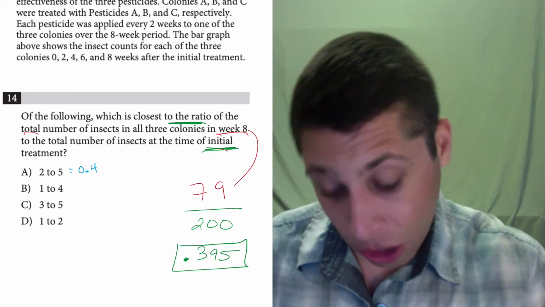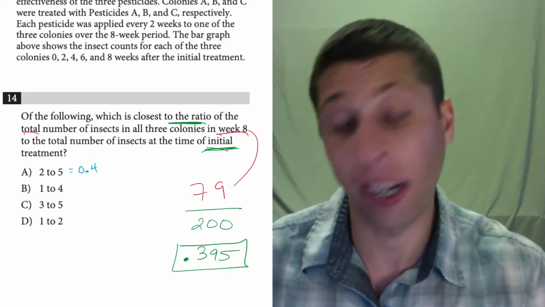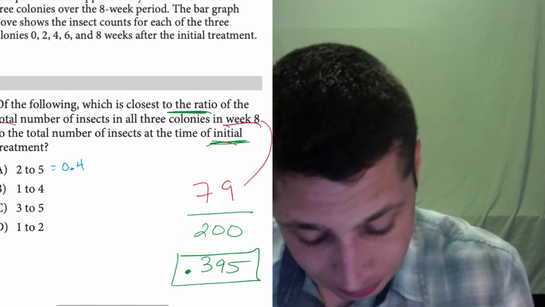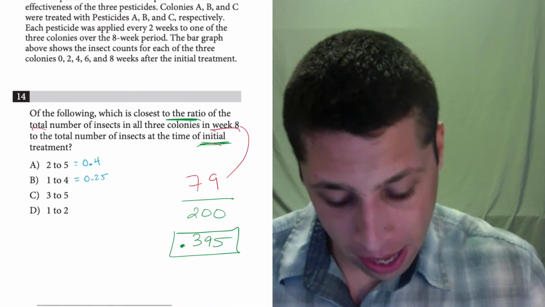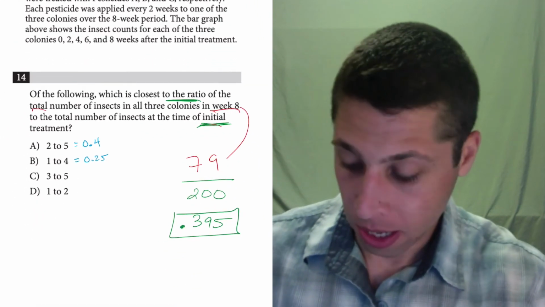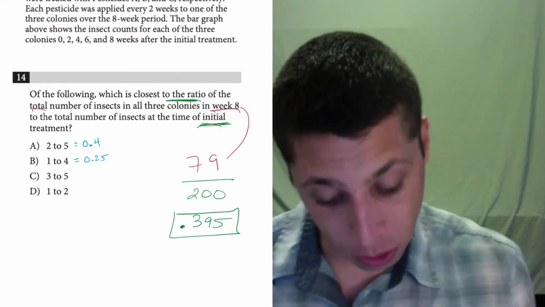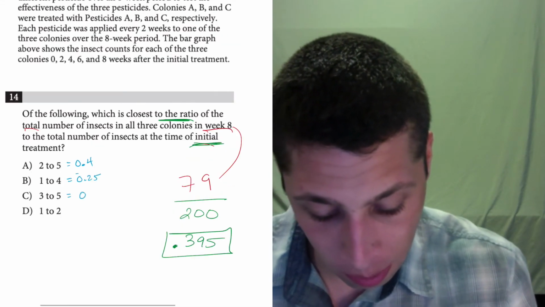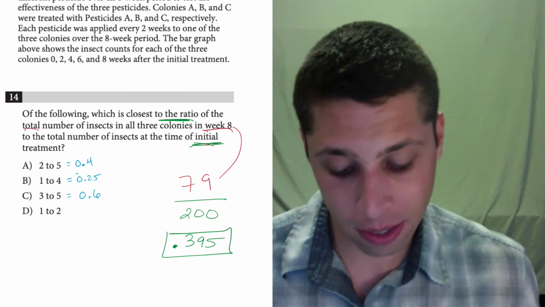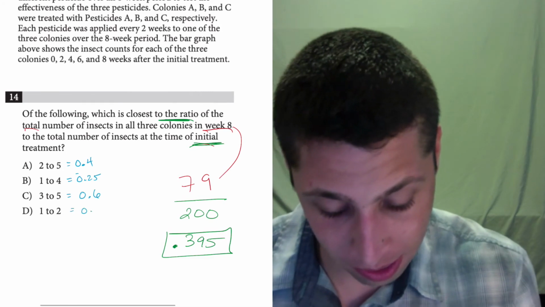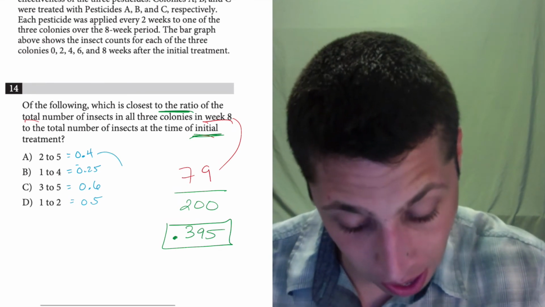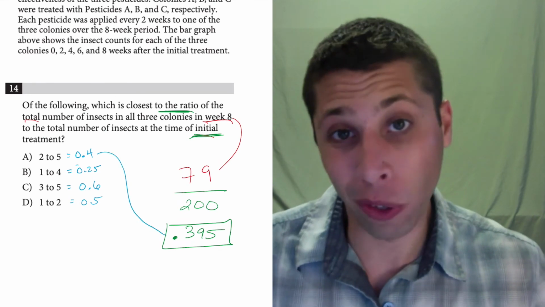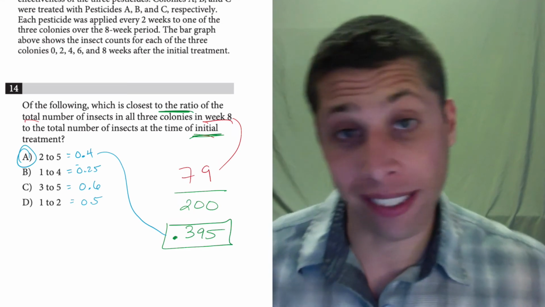So we should hopefully know 1 to 4 in our heads, but it's 0.25. And 3 to 5. Oof, whiteboard's all over the place. 3 to 5. Also, hopefully, we can do that pretty easily. 0.6. And then 1 to 2 is 0.5. So which one is closest to 0.395? The only one that's really close is A. And that is the answer.